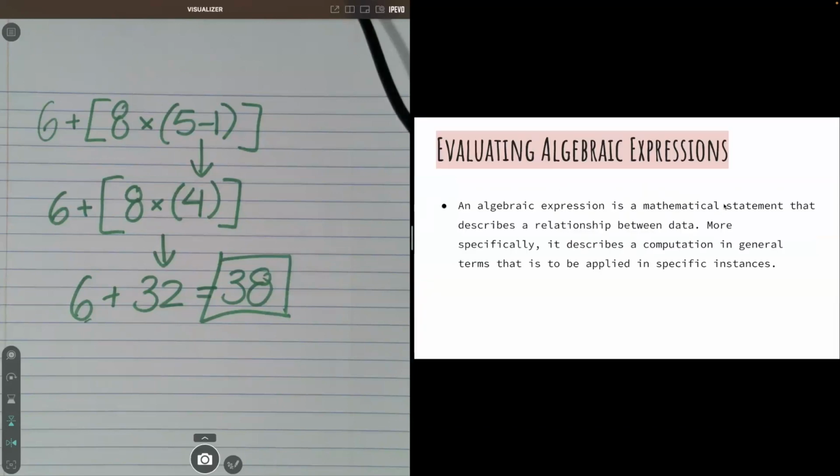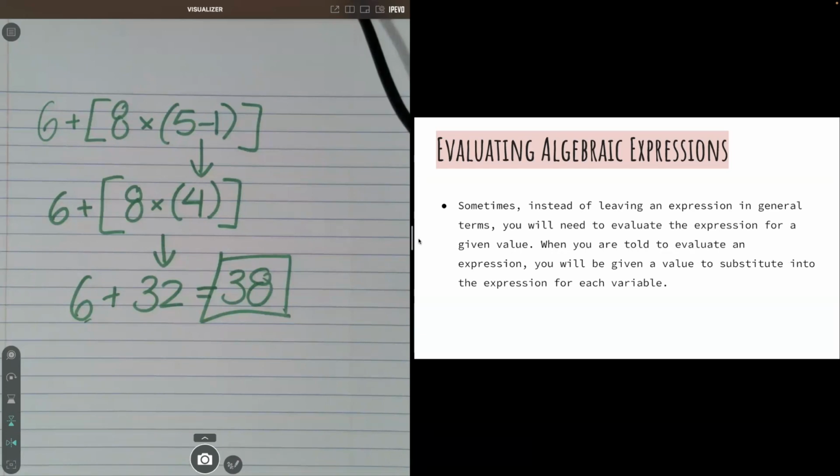The concepts for this lesson are evaluating algebraic expressions. An algebraic expression is a mathematical statement that describes a relationship between data. So expressions are statements. More specifically, it describes a computation, right? In general terms, that is to be applied in specific instances. So these are general setups that we can then plug into to get the answers for specific instances.